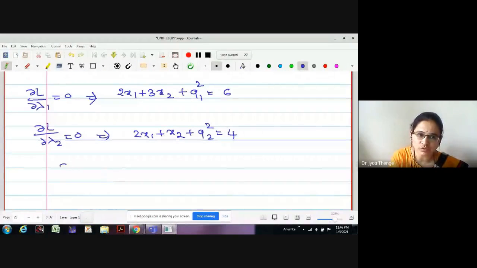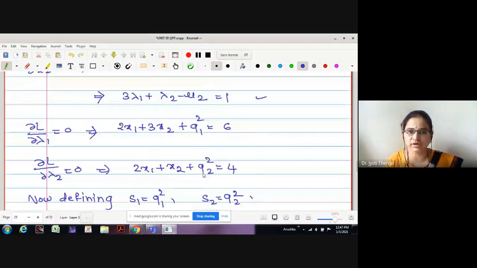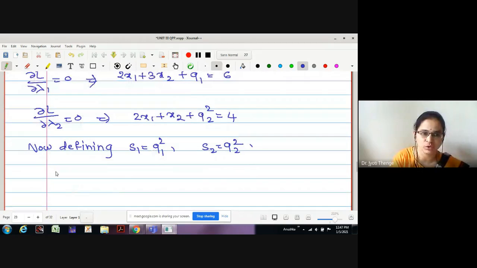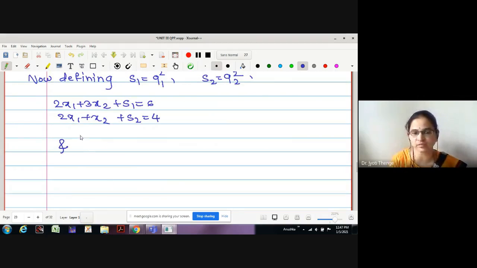Now, what we will do? We will define the substitution we were going to do. S1 is q1 square, S2 is q2 square. If I do this, what will happen? The last two constraints give me 2x1 plus 3x2 plus s1 equal to 6, and 2x1 plus x2 plus s2 equal to 4. And what are the complementary slackness conditions?